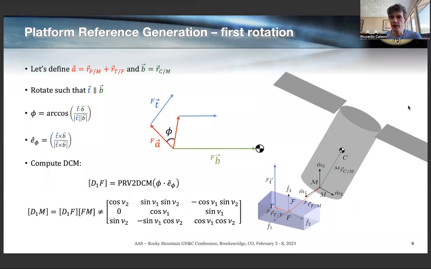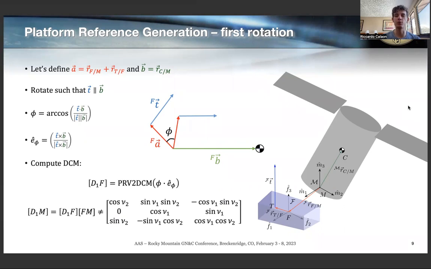So this is done via a series of 3 consecutive rotations. I will not spend too much time describing these for the sake of time. I will just say that in all these derivations, which are highlighted in the paper, so I would encourage you to read the paper, we define a vector A, which is the offset between the thruster application point and the origin of the mount frame. Vector B is instead the relative position of the system center of mass with respect to the origin of the mount frame.